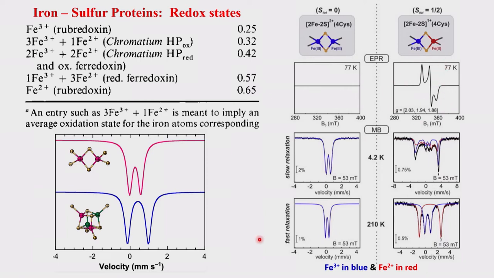Now coming to the Mossbauer spectrum, MB refers to the Mossbauer and EPR refers to the EPR spectrum. The Mossbauer we have at two temperatures: one is at 210, the other is at 4. This is somewhat higher temperature as compared to this one.